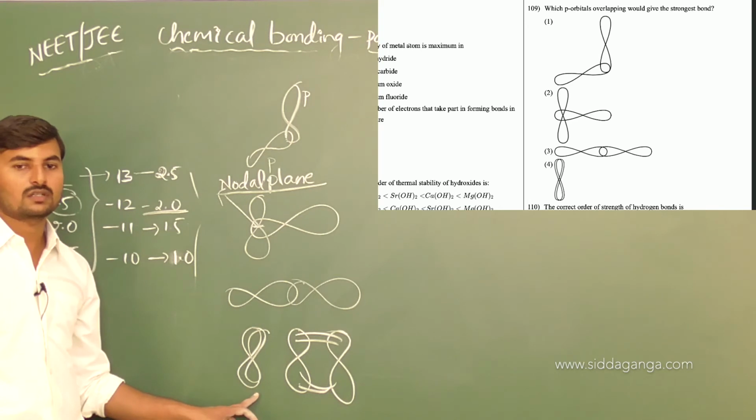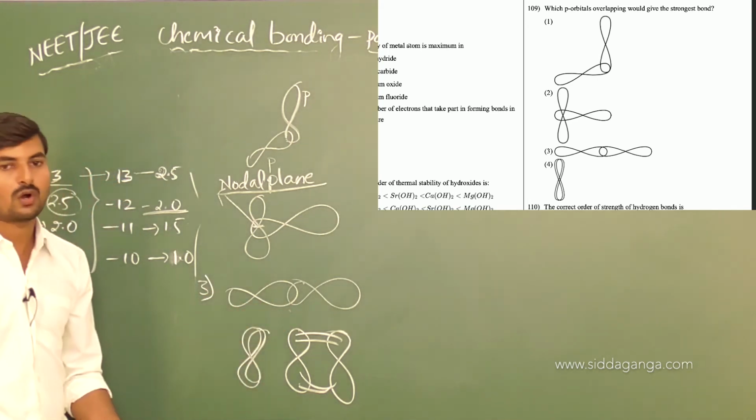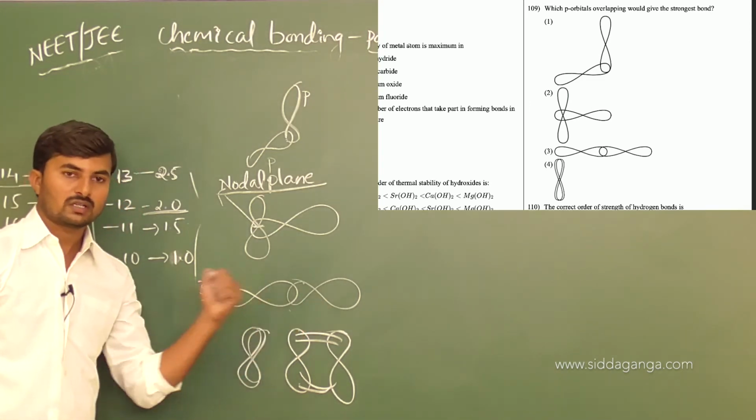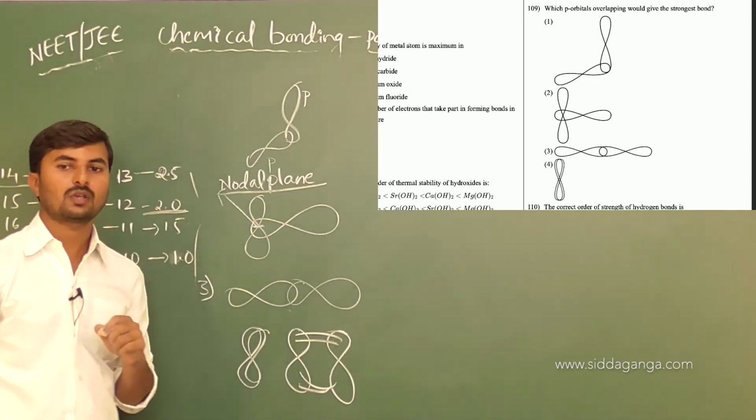So which is the correct option here? Option third will be the right one, and it can form the strongest bond because of the same symmetry between the combining atomic orbitals. So which is the correct option here? Option 3 will be the correct option. Okay, next.